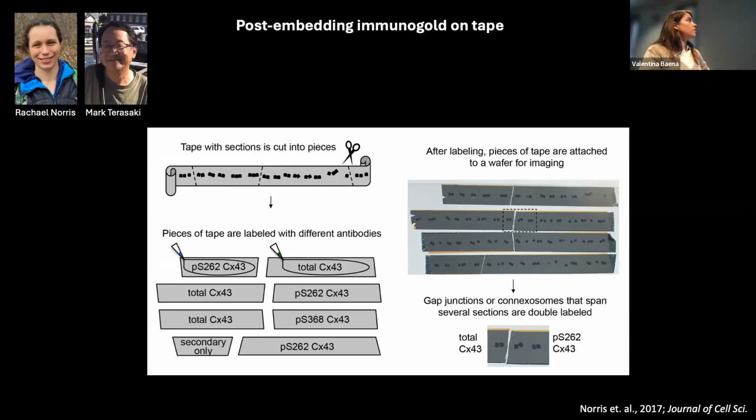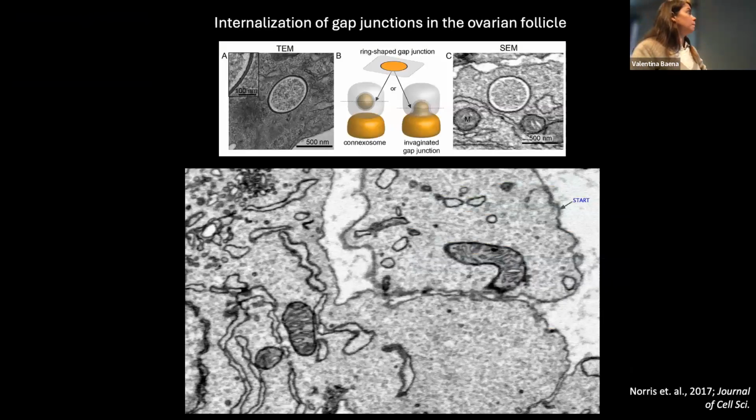So what you can do here is, for example, if you have a cell that spans through all of these sections, you can, in theory, label them with all these different antibodies or a structure or whatever it is you're interested in. And it doesn't have to be this big. It could be 2 sections, 1 antibody, 2 sections, another one. So it's quite brilliant. So Rachel wanted to use this method to study internalization of gap junctions, and this is something that happens quite a lot in the ovarian follicle.